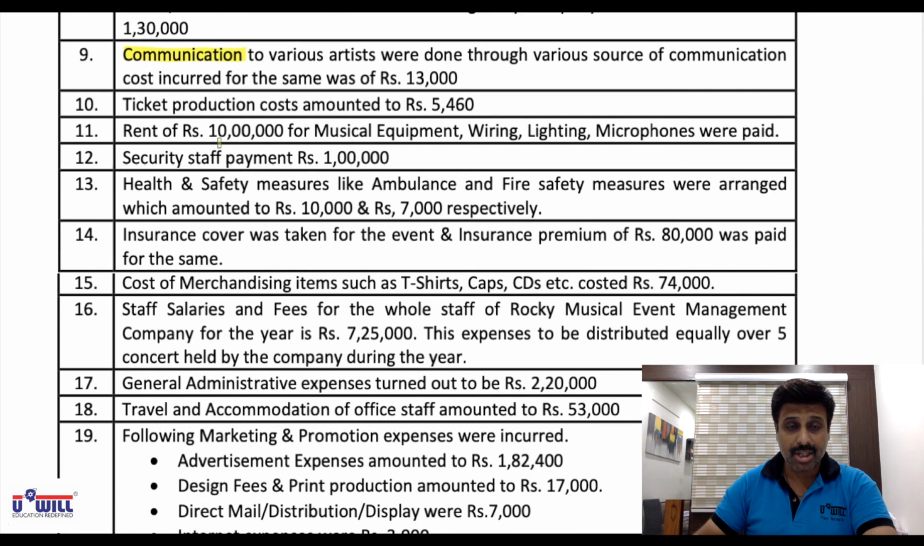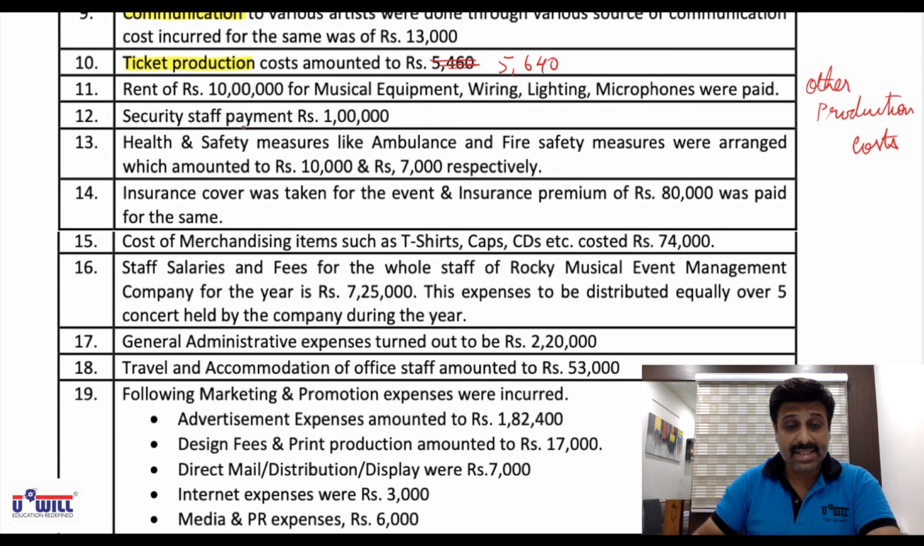So that will come in communication. Ticket production cost 5460. Here make the correction, everyone. Instead of 5460, it should be 5640. Make the correction 5640. That will come in ticket production. Rent of 10 lakhs for musical equipment, wiring, lighting, microphones. So this will come in other production costs. Okay, OPC stands for other production costs.